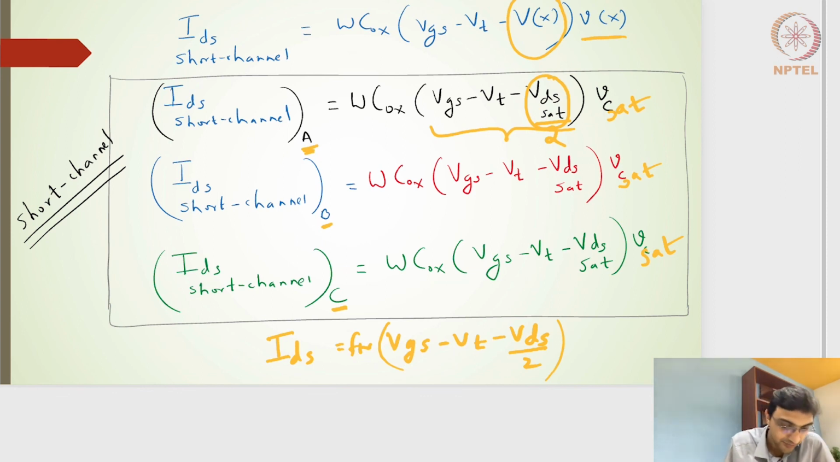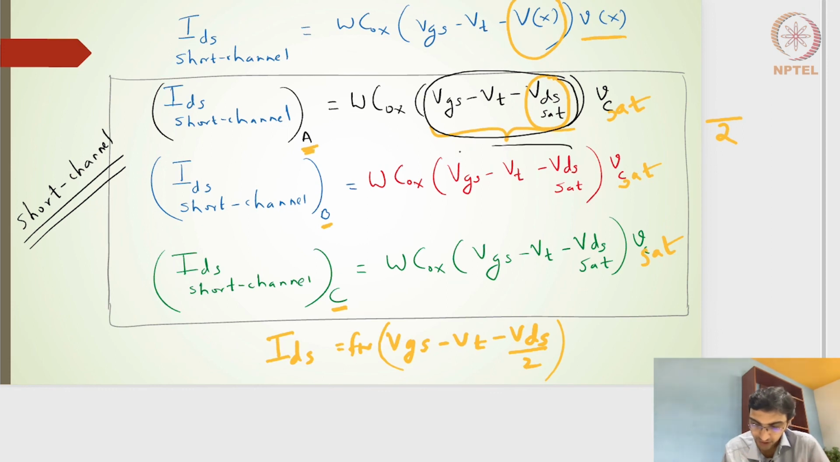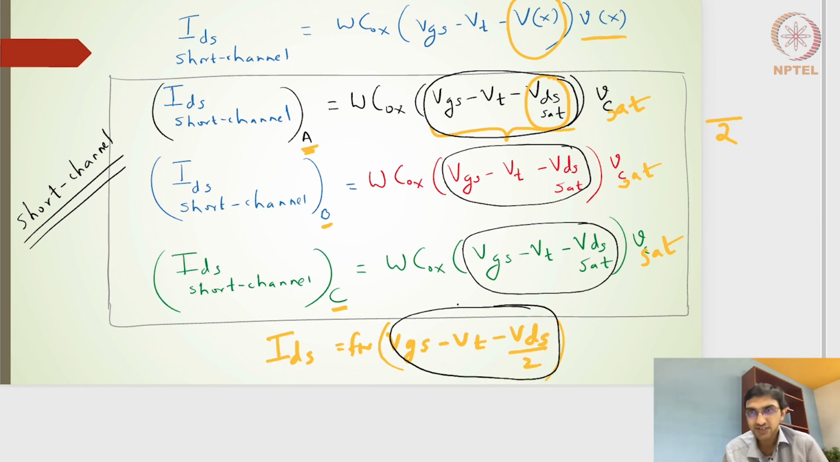So VGS minus VT minus VDS saturation is actually a lesser value than if it were VDS by 2. If I compare these values, it is less than VGS minus VT minus VDS by 2. But it is very well compensated by this velocity saturation.